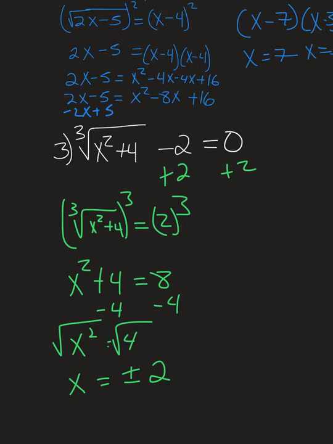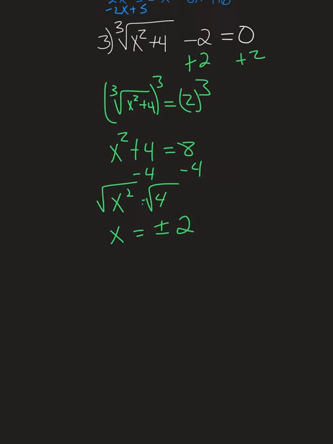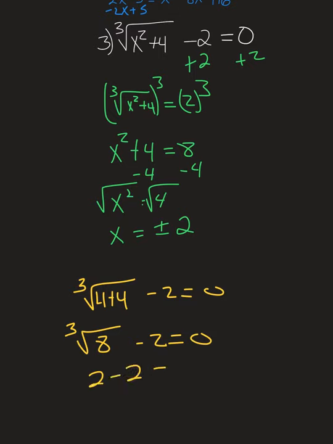So, here we go. Let's grab a new color, and let's do it. So, we have 2 squared, so it's 4. So, the cube root of 4 plus 4, minus 2 equals 0. The cube root of 8 minus 2 equals 0. We know that the cube root of 8 is 2, and we're going to get 2 minus 2 is 0. It's going to check out.